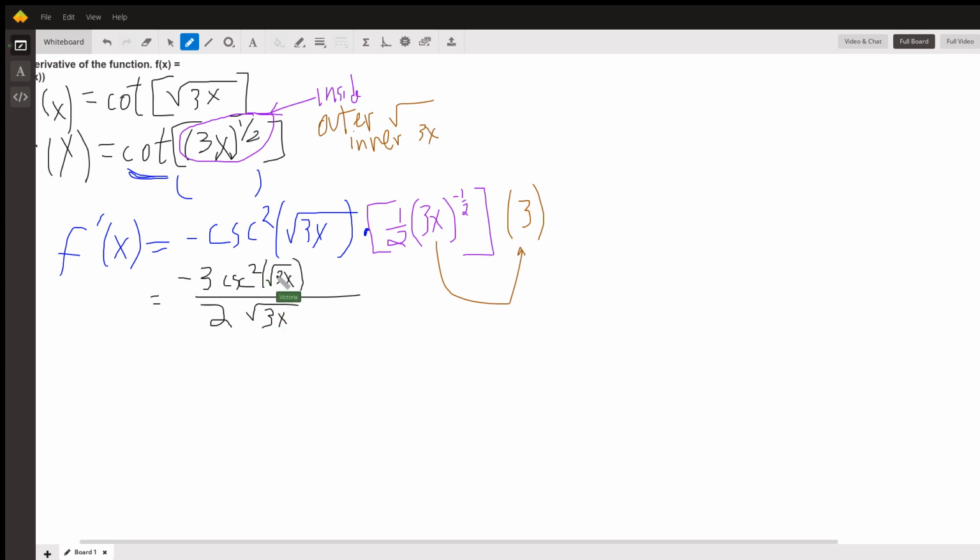Now, you can't cancel these. This square root of 3x is forever permanently attached to that cosecant squared. It's not a multiply. That is the argument of the cosecant squared function. These are inseparable, so there is no further simplification that you can make. And this final answer is negative 3 cosecant squared of the square root of 3x, all over 2 times the square root of 3x.